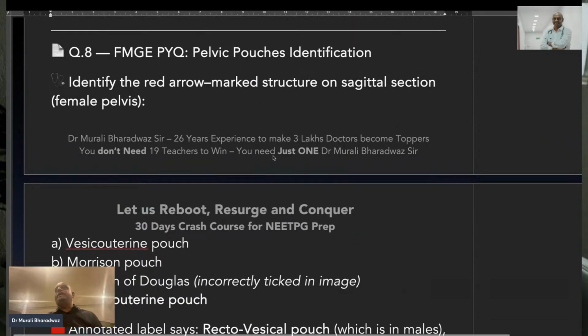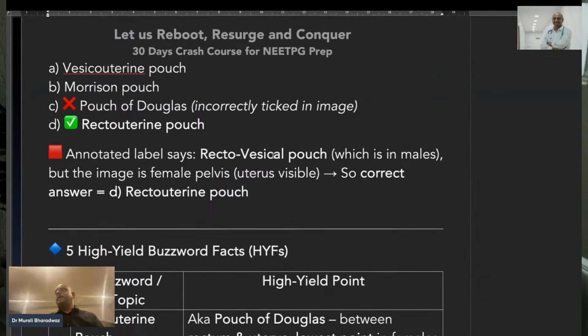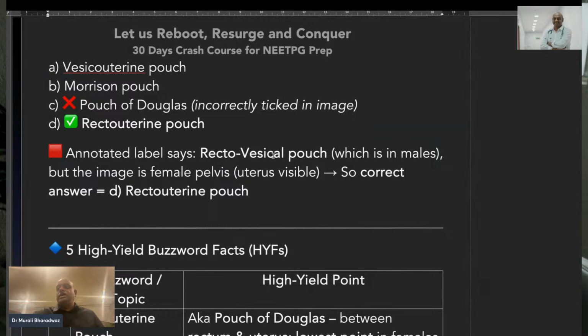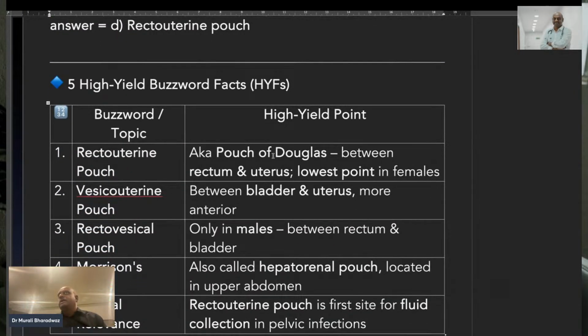Now, a sagittal section was given, right? Identify the structure. So actually, he has shown the recto-uterine pouch between the uterus and rectum. That's the pouch of Douglas. Between rectum and uterus is the lowest point in the female, where all the pelvic inflammatory disease pus gets accumulated. If an ectopic pregnancy ruptures, blood gets accumulated.